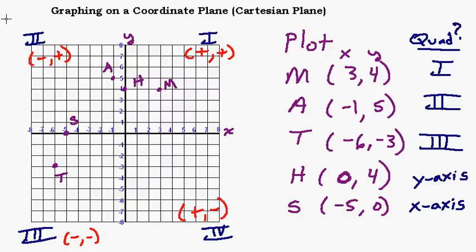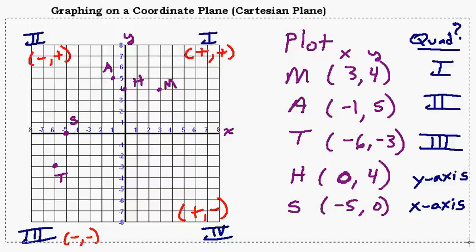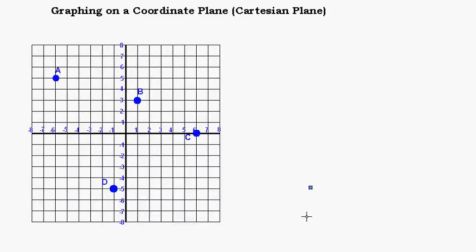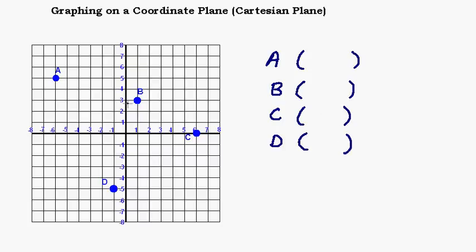Excellent. Let's try one more example here. Now in this picture, there's already points on the graph, and I would like you to determine the ordered pair that represents each point. So A, B, C, D, you have to come up with the ordered pair that specify the location of each of these points. So why don't you pause the video and try that, and then start up when you have your answers.